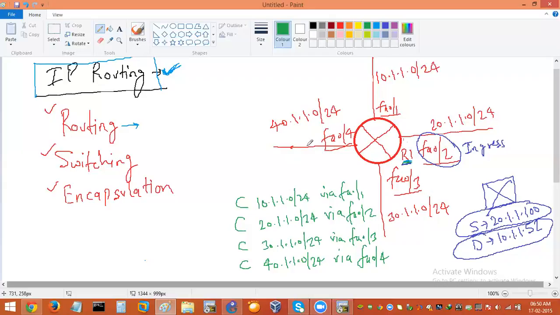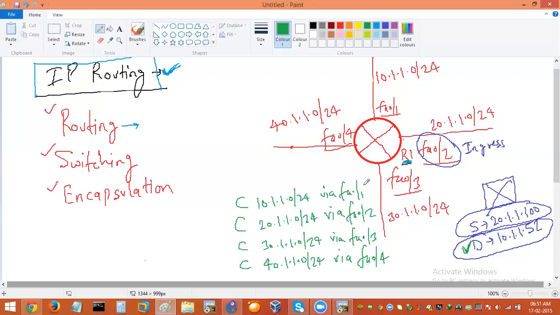Now, when the packet arrives, we need to forward the packet to the destination of 10.1.1.52. This router is going to match all of the routes available in the routing table with the destination IP address of the packet one by one. This process is what we call the route lookup process, when a router matches all of the routes in the table to the destination IP address of the packet.